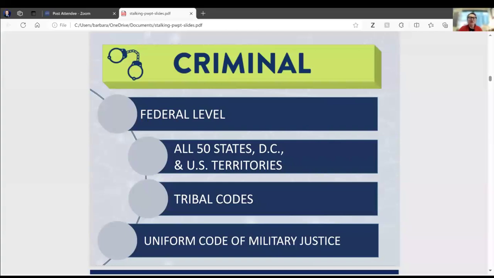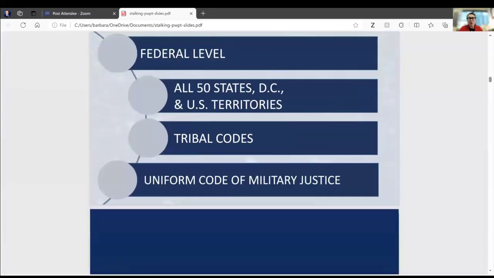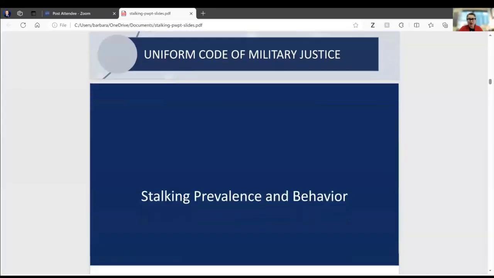There was a question in the chat about unbroken communication. You can have communication where someone has said, stop, I don't want you to contact me anymore. And they may not do that for a few weeks or a few months, but then they start back up again. One of the things that you do need to know about stalkers is that they may stop for weeks, months, or even years.